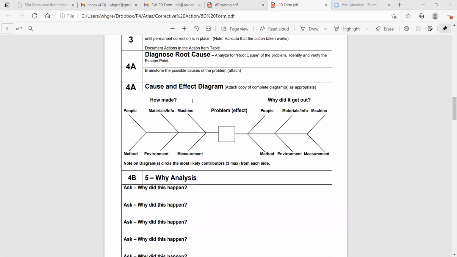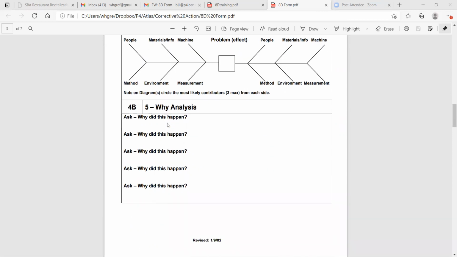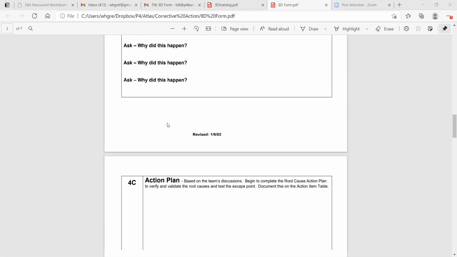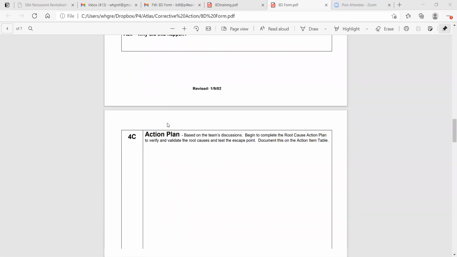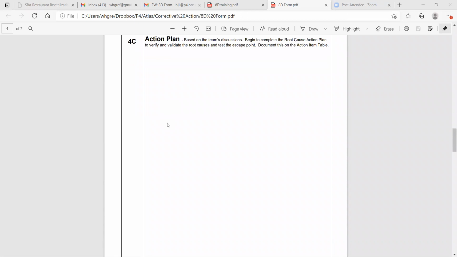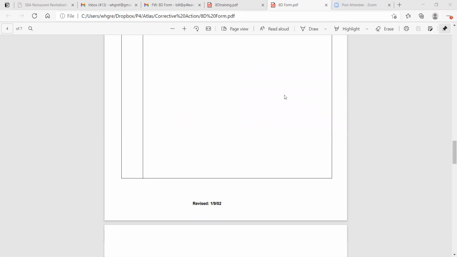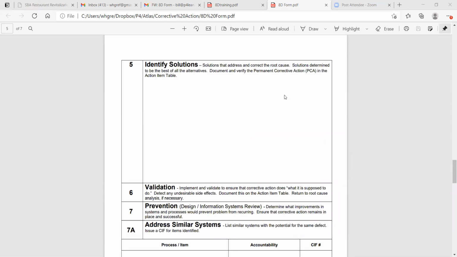4A and B, we're getting to the root cause now. We want to analyze for the root cause of the problem. Brainstorm, we might use the Ishikawa diagram or the fishbone here, in the 4A section. The 4B, again, we talked about why, that would go on the form here. And then 4C, here's the action plan based on the team's discussion. Complete the root cause action plan to verify and validate root cause and test the escape point, and document this on the action item table. And you'll see that in a second, as I said.